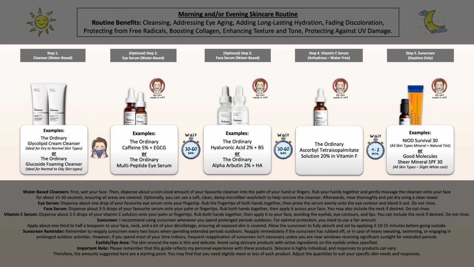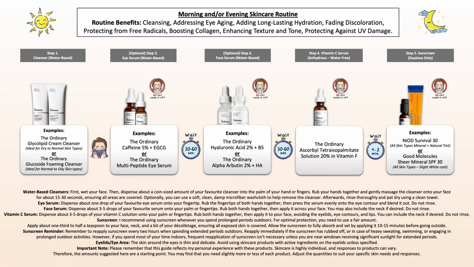Then apply The Ordinary Ascorbyl Tetraisopalmitate Solution and give it a minute or two to absorb. Finally, follow with sunscreen if you're planning to spend the day outdoors. Remember that sunscreen use is important, as the sun is the number one reason for premature aging, which includes wrinkles and fine lines, but also dark spots, or generally speaking, sun-damaged skin.